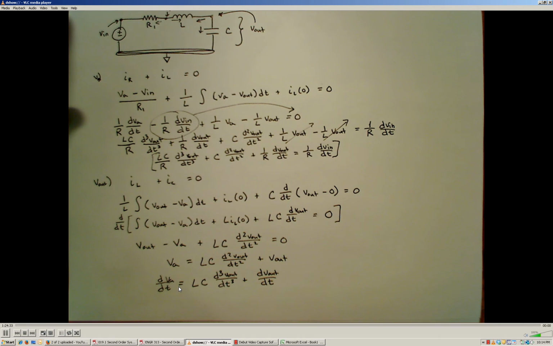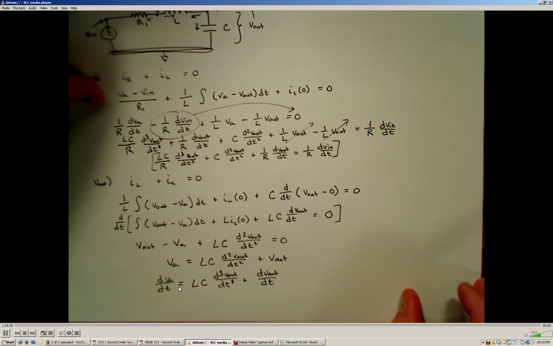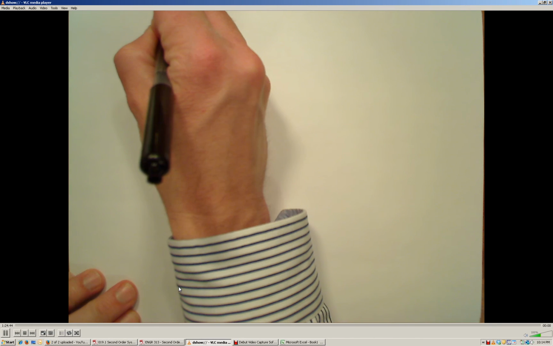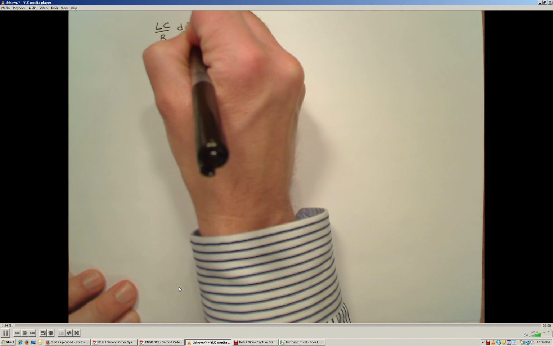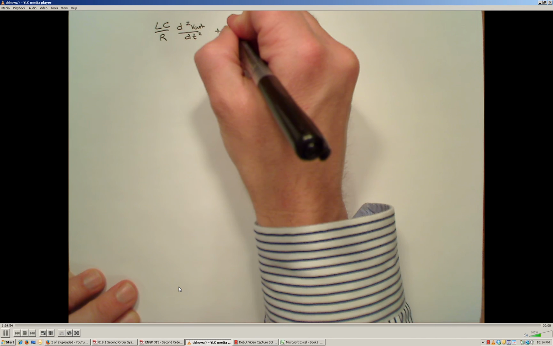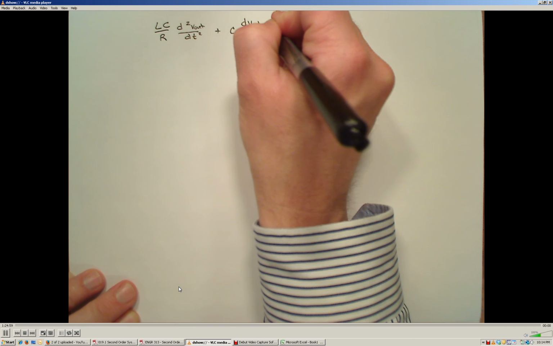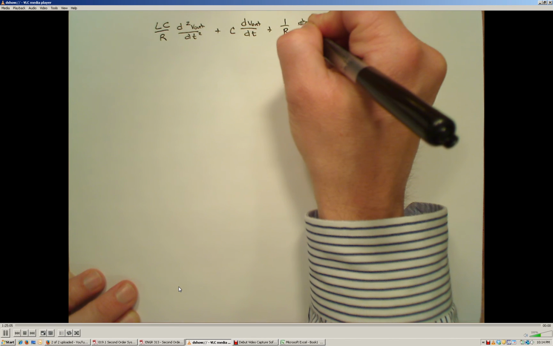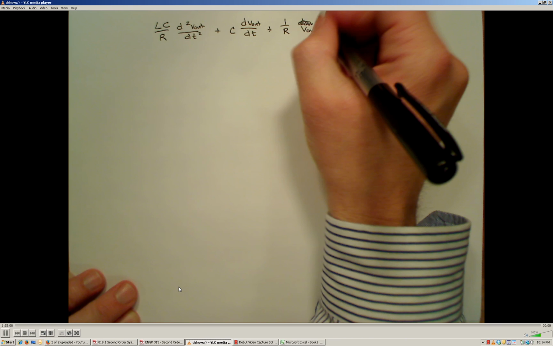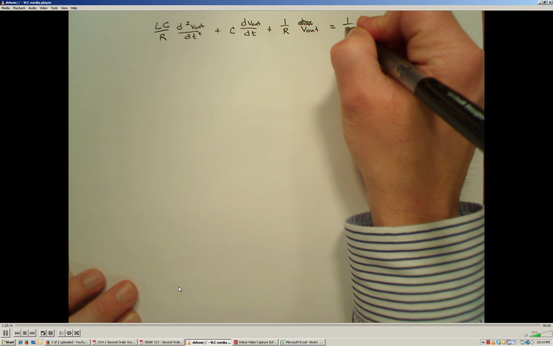When I integrate that entire expression, basically what I'm doing is reducing the order of each of the derivative terms. And so when I do that, I will wind up with the following: LC over R times the second derivative of the output voltage with respect to time, plus C times the first derivative of the output voltage across the capacitor with respect to time, plus 1 over R times V out, the zeroth order derivative of the output voltage, is equal to 1 over R times the input voltage.